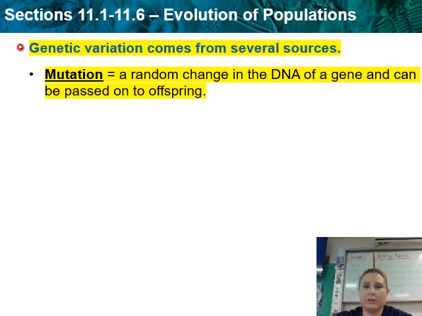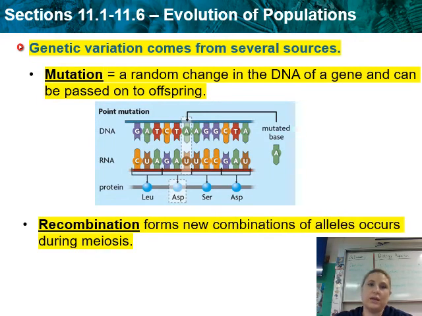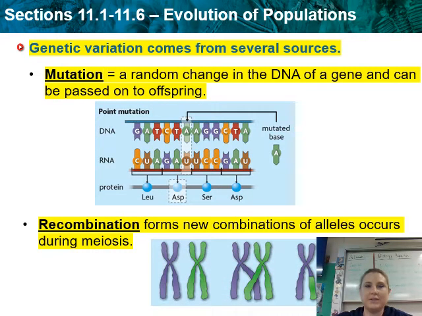Genetic variation comes from several sources, first of which is mutation. We've talked about that when we talked about DNA. Mutations are just random changes in the DNA of a gene, and those can be passed on to offspring. Another huge source of variation is recombination. During meiosis, the formation of the sperm and egg cells, those gametes, remember, they separate independently, segregation, and they form new combinations of alleles in each of the sperm and egg cells. This is why you do not look absolutely identical to your brothers and sisters unless you are a twin.